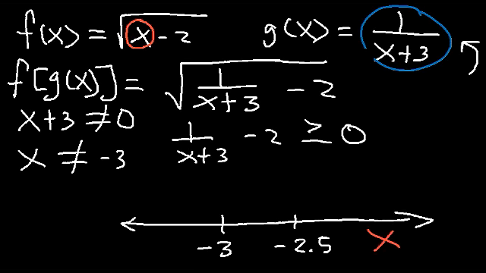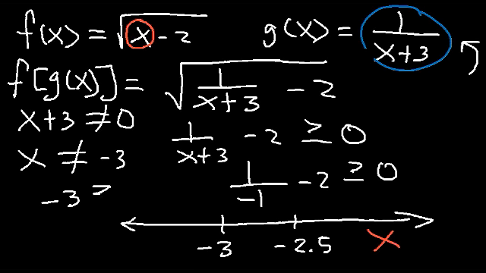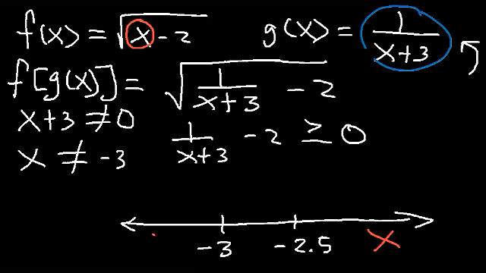Now what about a number to the left of negative 3? Let's try negative 4. So negative 4 plus 3 is negative 1. And 1 divided by negative 1 is negative 1. And negative 1 minus 2 is negative 3. Negative 3 is not greater than 0. And it's not equal to 0 either. So the left side does not work. It's not true for the left side. So let's put an X.